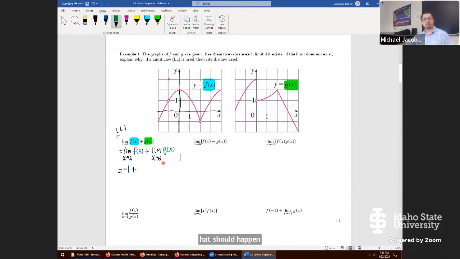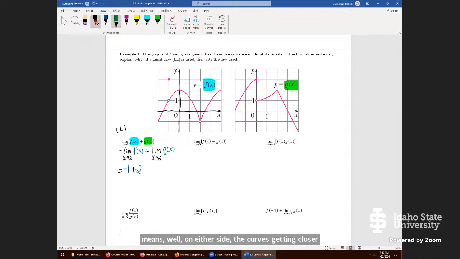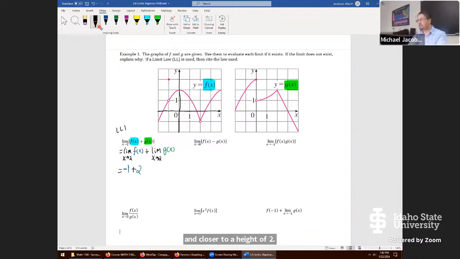Absolutely. We're heading towards 2, same value. And that means on either side, the curve is getting closer and closer to a height of 2. That means we're done. And as you mentioned earlier, the limit evaluates in total to exactly 1. And now the whole work is complete. Any questions, folks, with that one there?